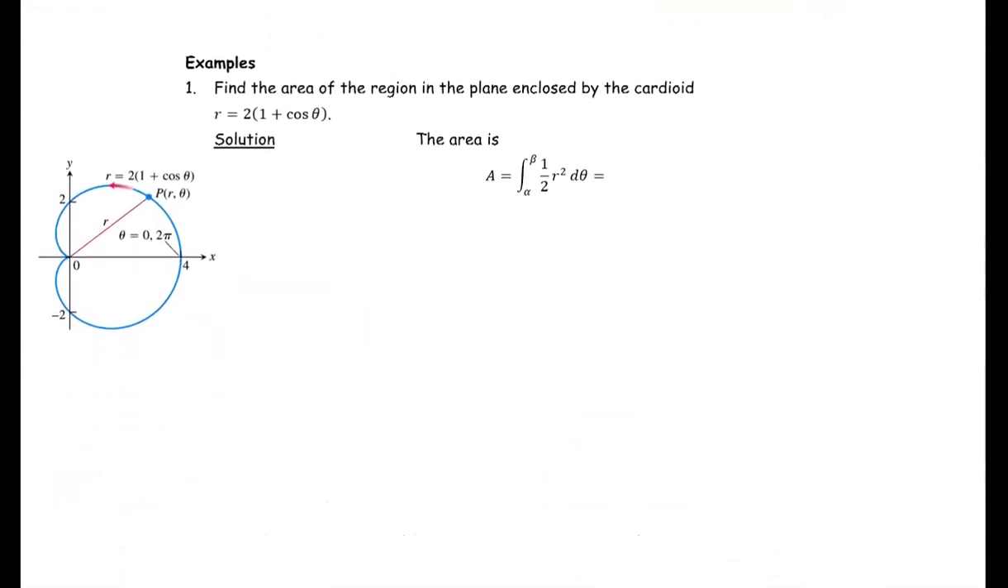Let's see an example. Number 1: find the area of the region in the plane enclosed by the cardioid with the function r equals 2 times the quantity 1 plus cosine theta, as in the graph provided. If you are not sure what the graph looks like, or you have to do it by hand, we can do it using the graphing calculator.